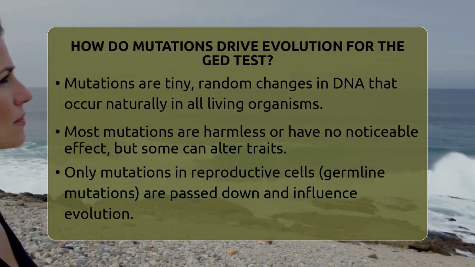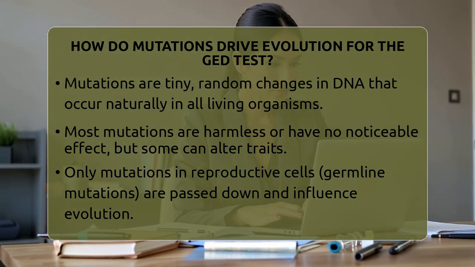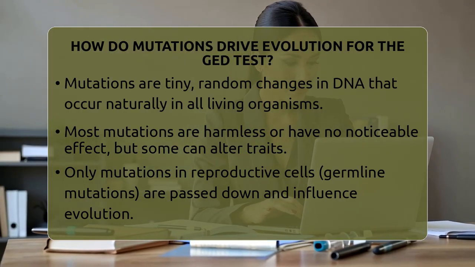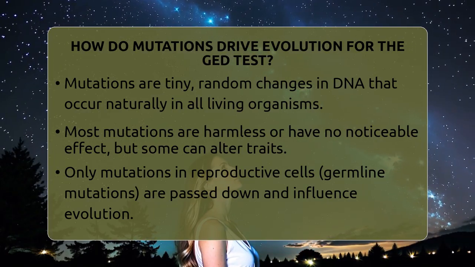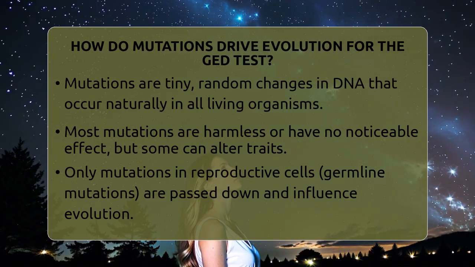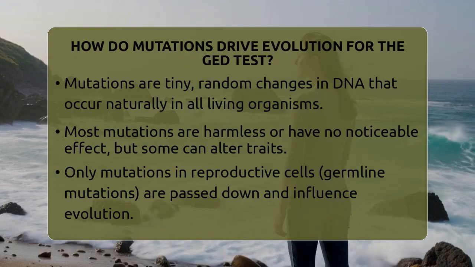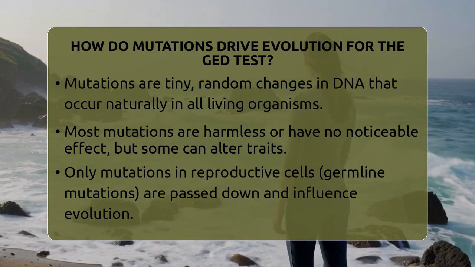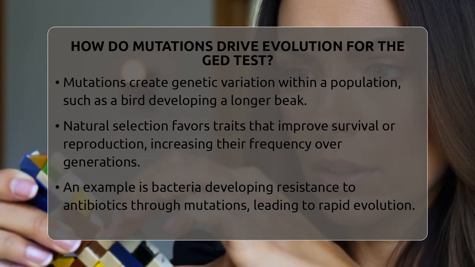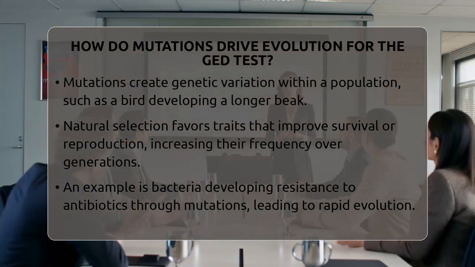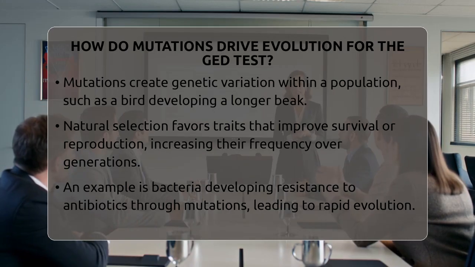Most mutations are harmless or have no effect at all. But some can change how genes work or what traits an organism has. The key thing to remember is that only mutations that can be inherited matter for evolution. These are called germline mutations because they occur in reproductive cells like eggs and sperm. Mutations in other body cells do not get passed down and don't influence evolution.